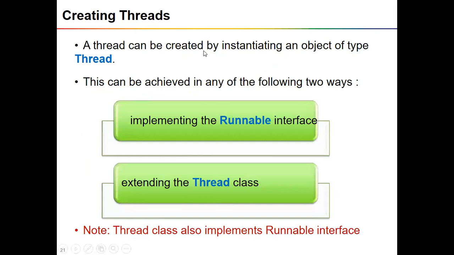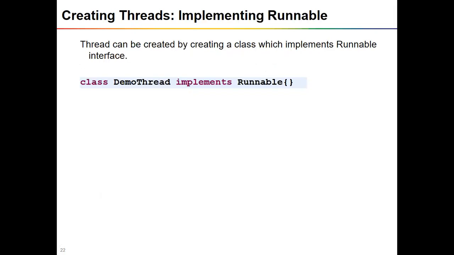Now we are going to see about creating threads. We have two approaches for creating a thread. One is by implementing the Runnable interface. Another one is by extending the Thread class. This is the syntax for creating a thread by implementing the Runnable interface. A thread can be created by creating a class which implements the Runnable interface.